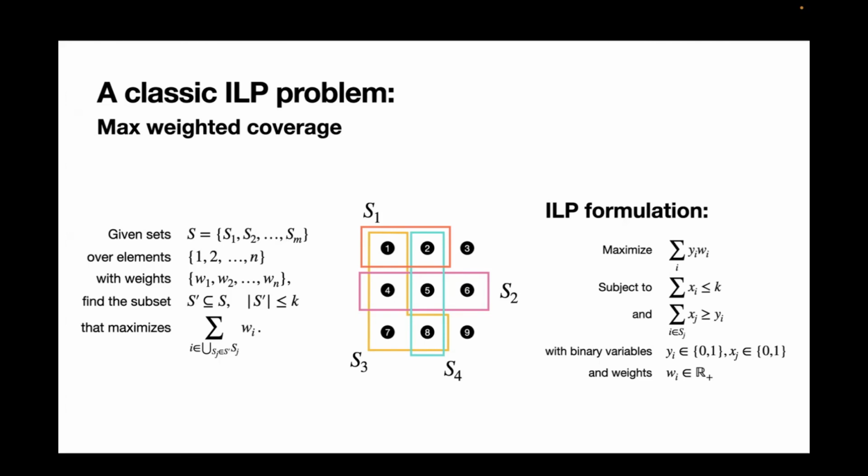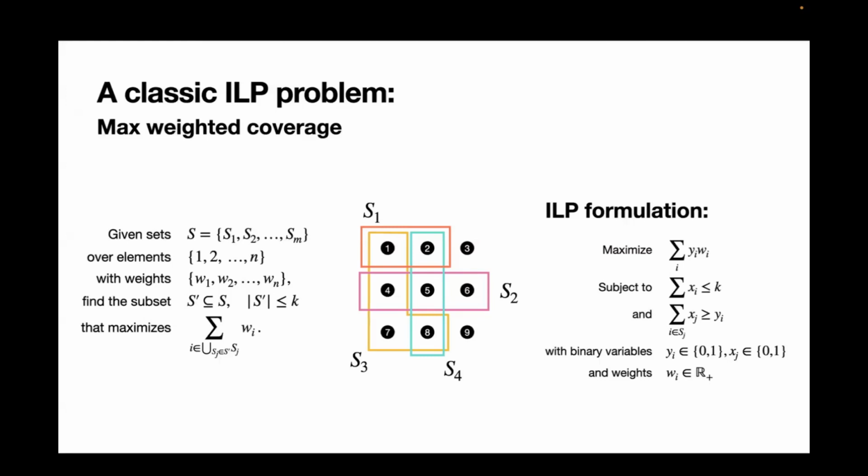So in this diagram here, the elements of the sets are represented by these black circles with numbers. Each of these elements has a weight associated with it. Each of the sets, S1, S2, and so on, is represented by a colored shape. So S1 consists of the elements 1 and 2. S2 consists of the elements 4, 5, and 6. All the elements inside this magenta box, and so on.